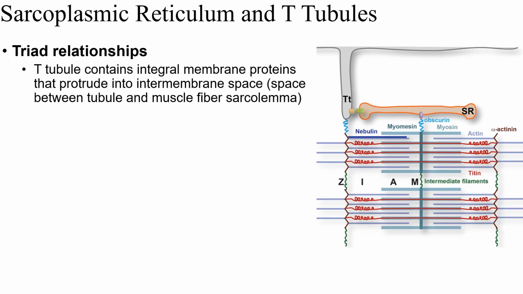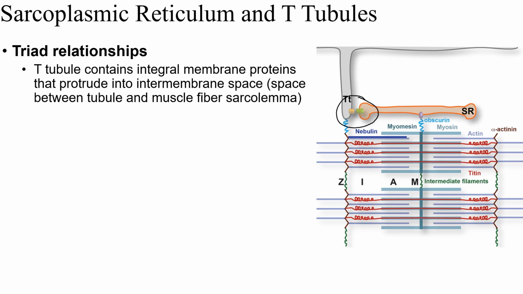The triads are going to be really important because they're this connection between the sarcoplasmic reticulum and where the nerve impulse is going to be coming in from the T-tubule. The T-tubule is going to have integral membrane proteins on its surface, and these are going to then interact with the sarcoplasmic reticulum.